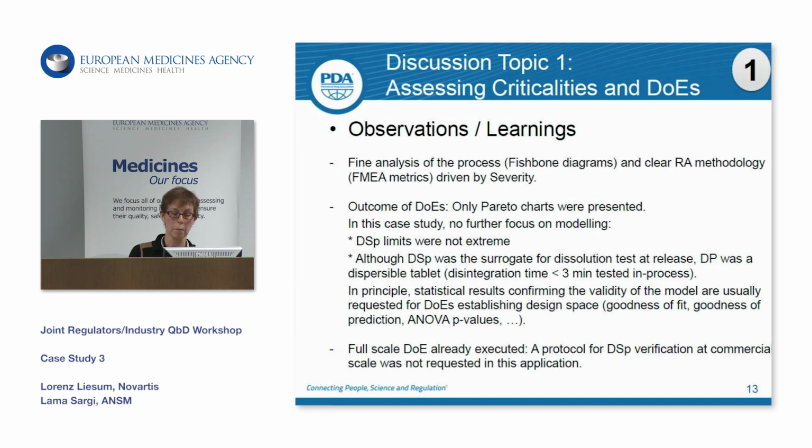But in principle, for design of experiments that are used to establish a design space, we need more statistical evaluation in order to confirm the validity of the model. So we would ask for the results of the model diagnostic tools, such as a goodness of fit, goodness of prediction, ANOVA p-values, etc. Another particularity of this application is that full-scale design of experiments were executed.